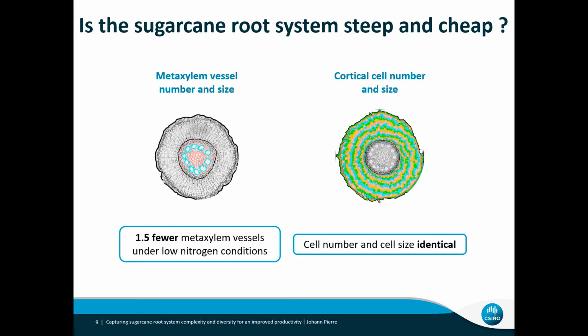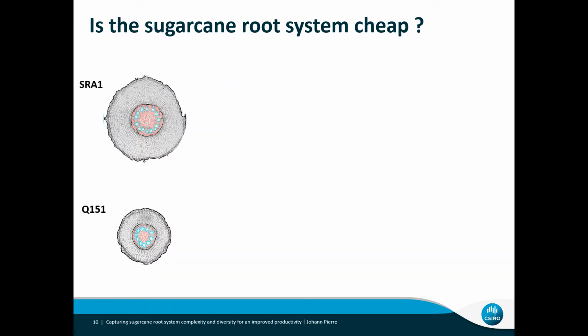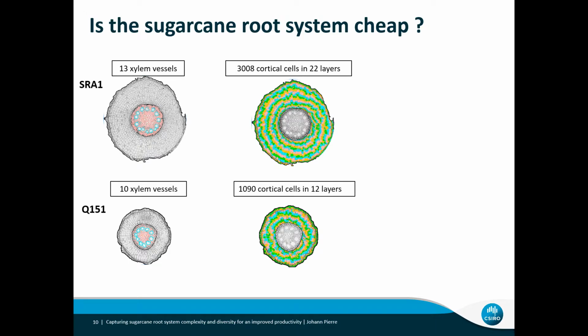But while the cortical burden was not different between treatments, we found it to be significantly different between varieties. Here I'm showing you two extremes, two varieties, SRA1 and Q151. As you can see, close to the root tip, SRA1 nodal roots were larger compared to Q151. They had more metaxylem vessels and about 3 times more cortical cells than Q151.